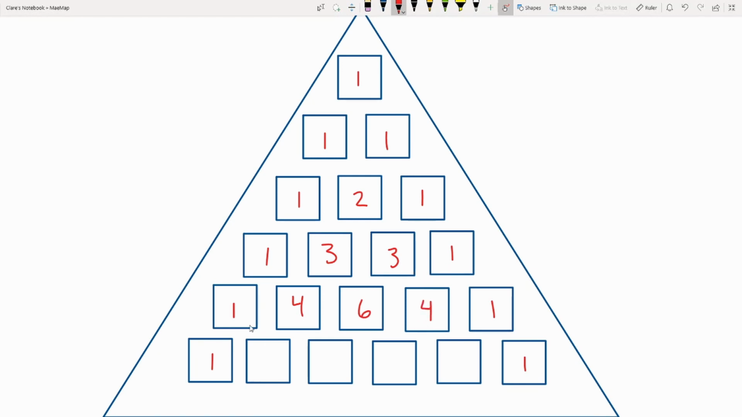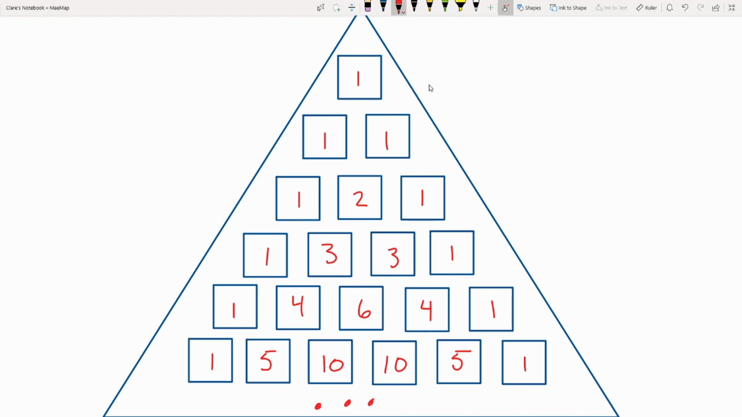And then we'll do another row. 1 plus 4, that will give me 5. 4 plus 6, that gives me 10. 6 plus 4 is 10. And again, 4 plus 1 is 5. And this will continue on as long as you want to go.